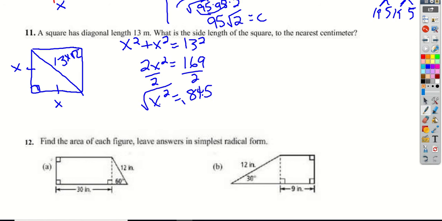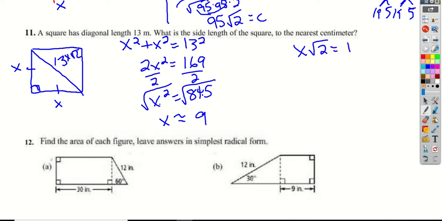you can't leave this in simplest radical form. It kind of is right there. So that's why they ask us to the nearest centimeter. And we get 9 centimeters.